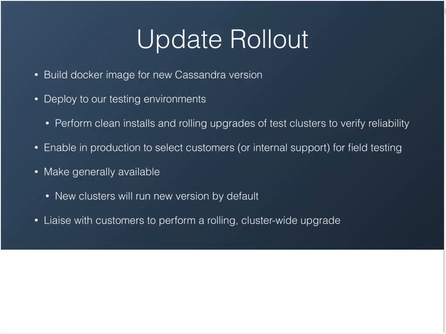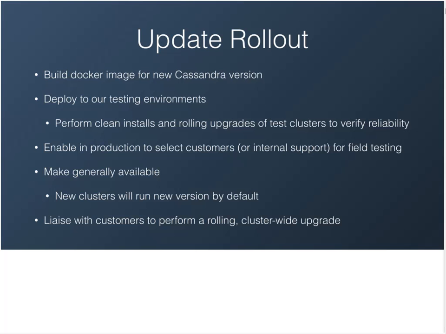So the procedure that we do is, we build a new Docker image for the Cassandra version that's been released, and development and stuff continues on that. And then we deploy that to our testing environment, and we do clean installs of that version and also rolling upgrades of test clusters running previous versions as well to verify that the whole upgrade procedure works reliably.